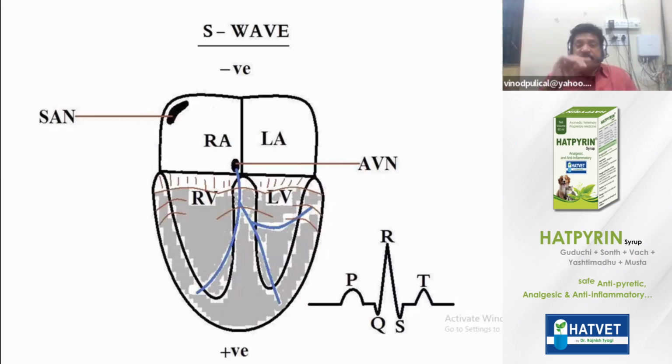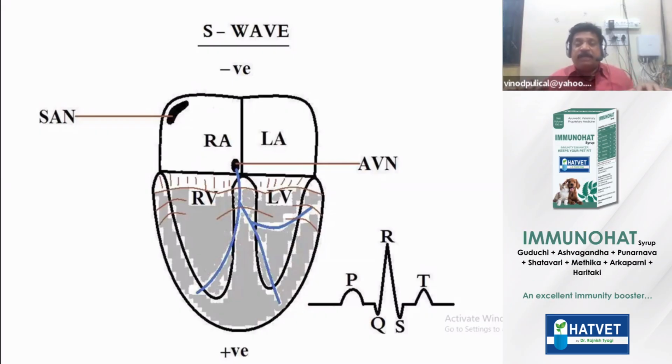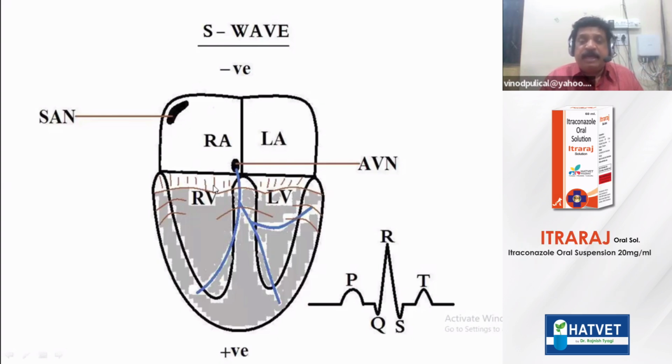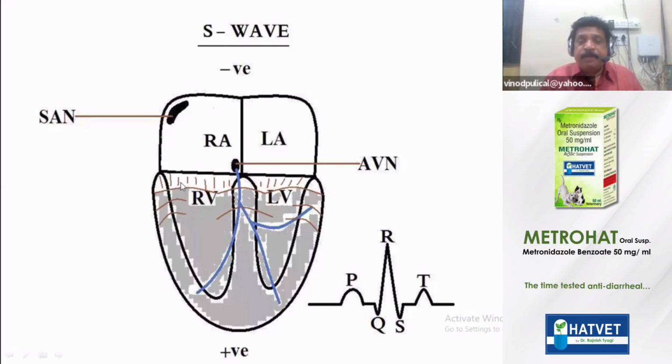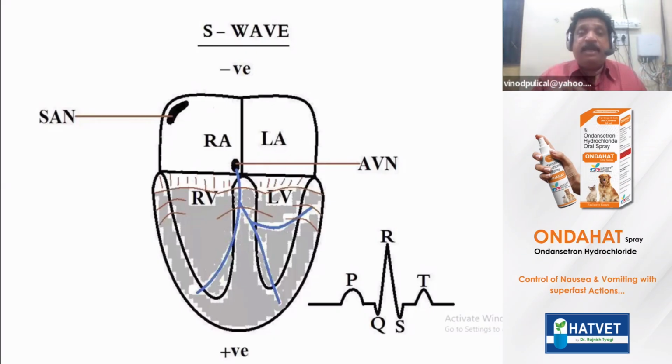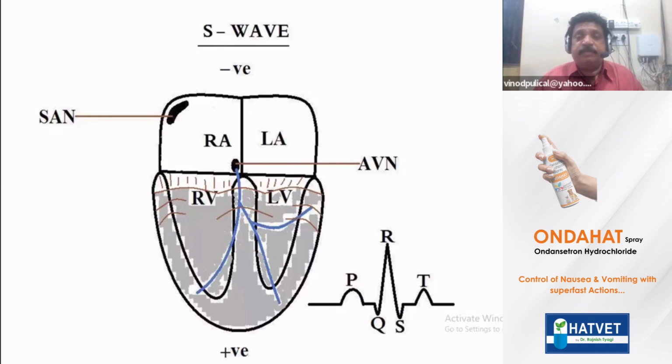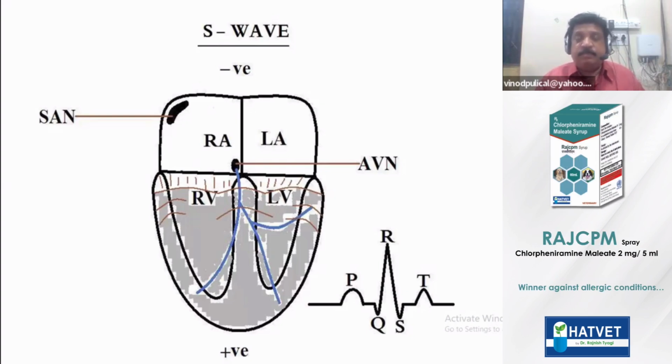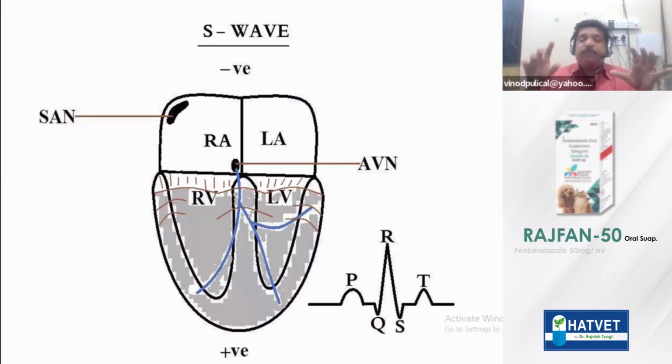Then coming to the S wave. The S wave again is a negative wave. Why? Because after completely depolarizing both the ventricles, some basilar areas remain. To depolarize the basilar areas, small amounts of electrical impulse move from the apex towards the base. During this movement from the apex towards the base, there is a negative deflection, that is the S wave. So the S wave indicates remnant ventricular basilar depolarization. Whenever there is hypertrophy of both the ventricles, there will be an increase in the depth of the S wave.